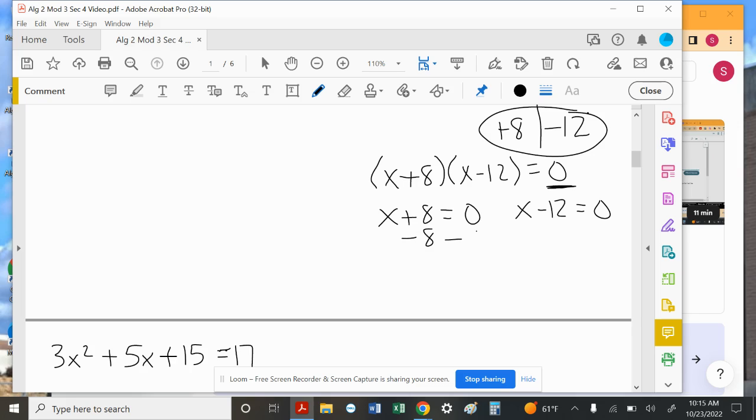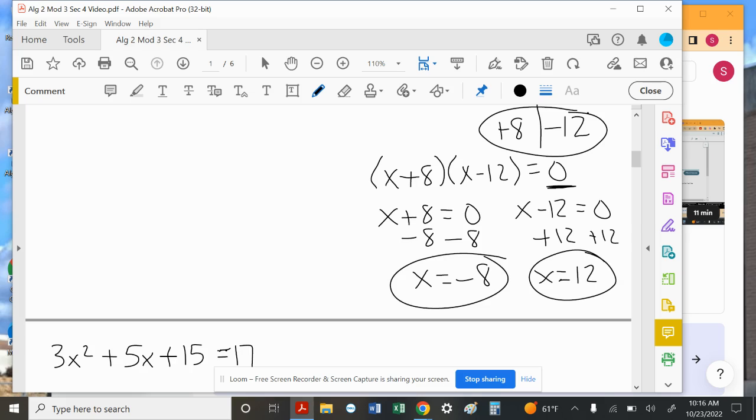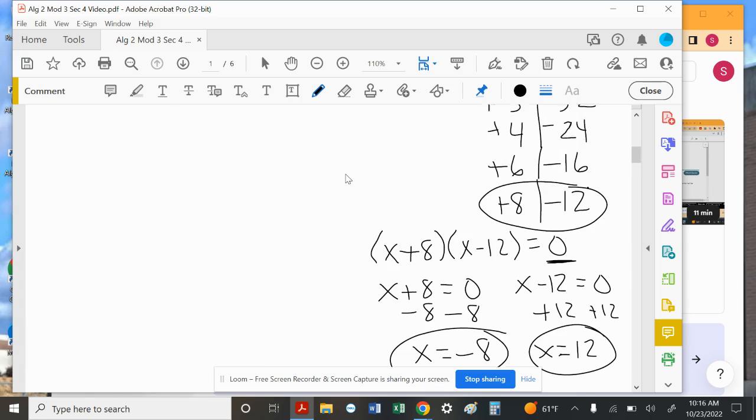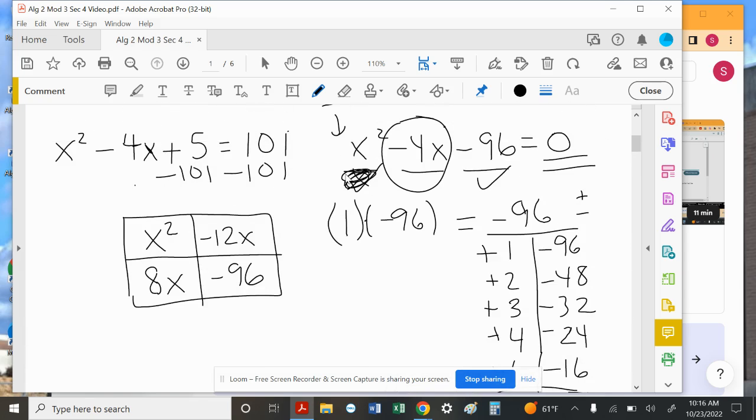I then subtract 8 from both sides. I get x equals -8. I add 12 to both sides, and I get x equals 12, and there is my answer, okay? So that's one way to solve it. That's kind of, in a sense, just going through and factoring. That's kind of the way that most students learn. But this box method is really nice because it'll also work. And now that I filled out the box, I'm going to show you how to use it.